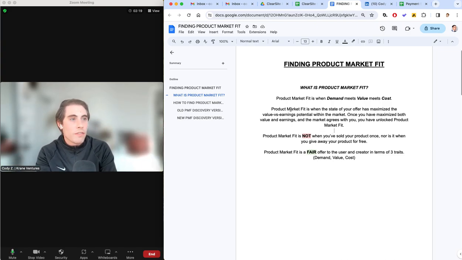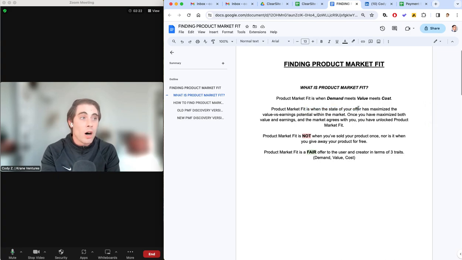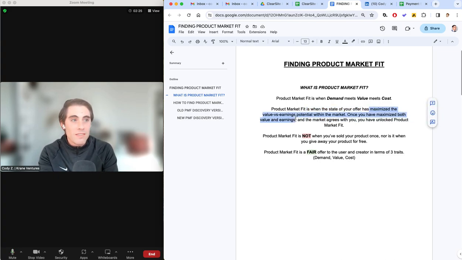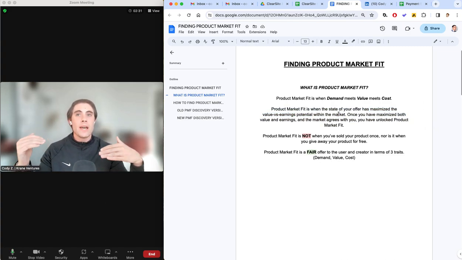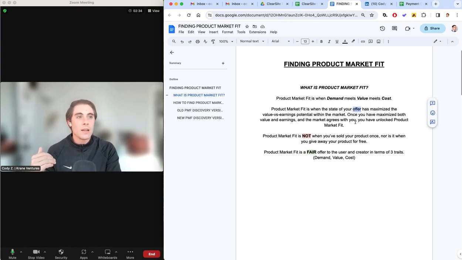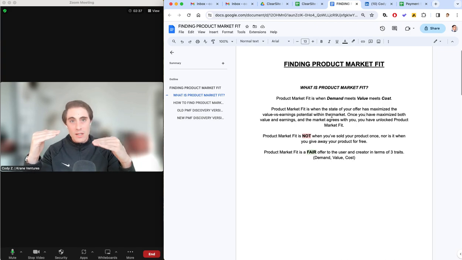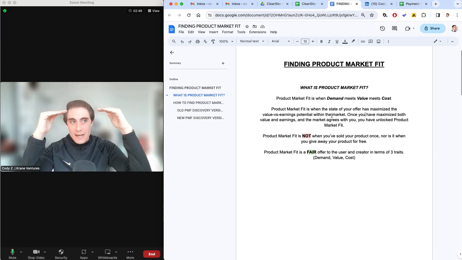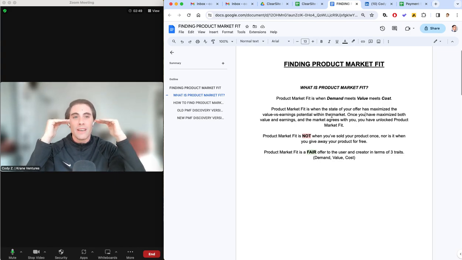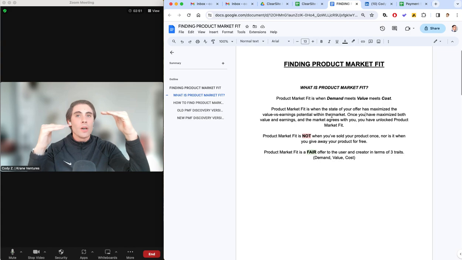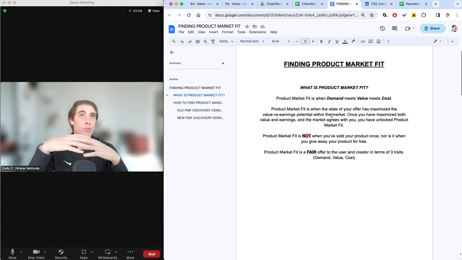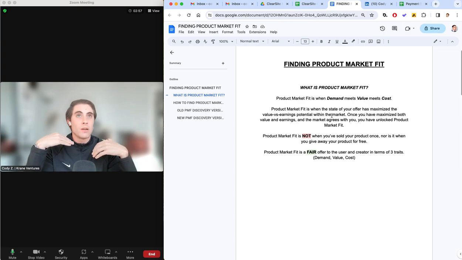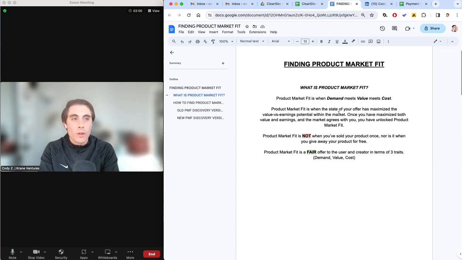So product market fit is when the state of your offer, being your product, has maximized the value versus earnings potential within the market. You're going to end up developing your offer, your product, and over time, you're going to maximize the value, maximize how good of a product it is, and maximize the earnings potential of this product. Once you've gotten to that point, that is what product market fit really is. It is the top-notch product delivered with the most accurate and most understood, you know, the price that people are okay with.